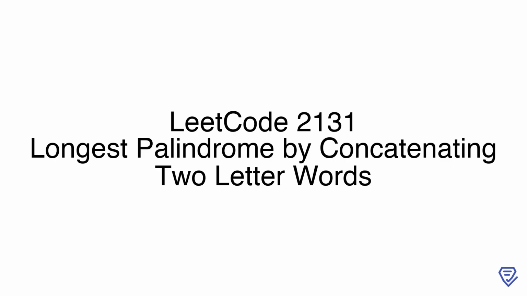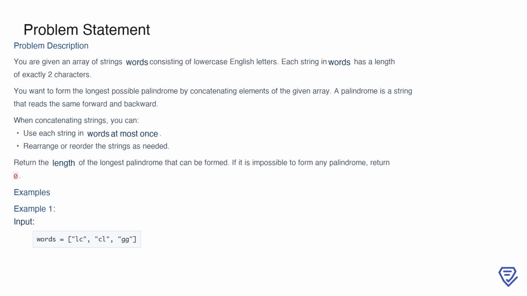Let's dive in. In this problem, you are given an array of strings called words, where each string consists of exactly two lowercase English letters. The goal is to create the longest possible palindrome by concatenating these strings. A palindrome is a sequence that reads the same forward and backward.